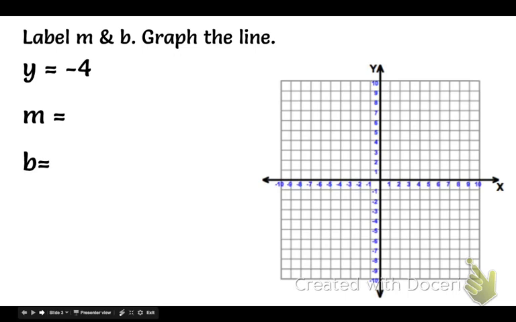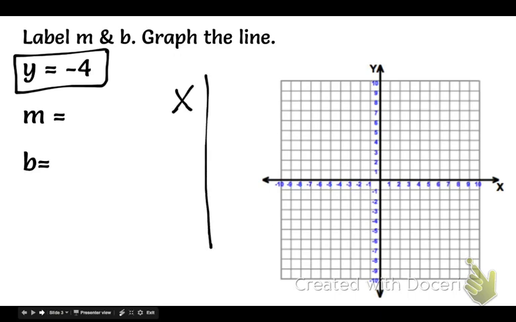Y equals -4. Hopefully, you see that this equation looks different than any other equation that we've graphed so far, in the sense that we only have one variable, just the letter y. So when that happens, I would like to encourage you to create an XY table to graph the equation.